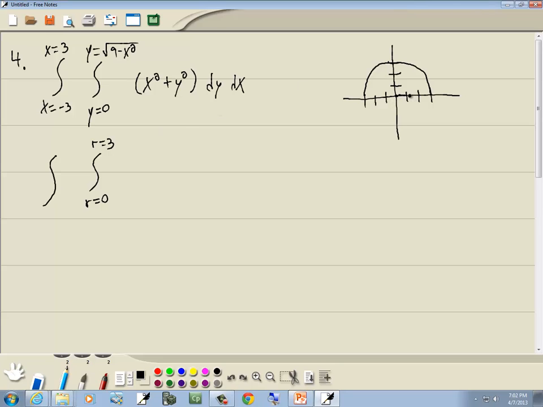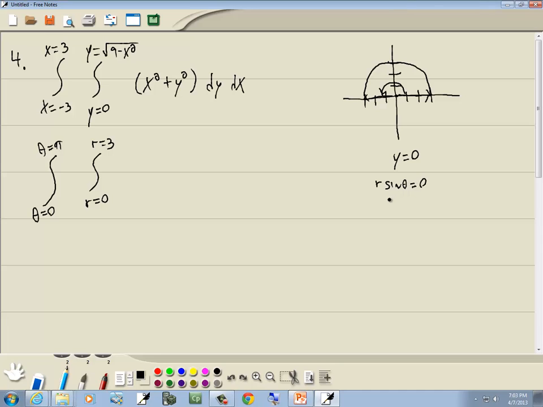Angle-wise, if I started with this angle right here, this is theta is equal to 0. And then if I were to go over to this angle right here, that angle would be pi. So we got theta is equal to pi. So a lot of times you can look at these and kind of see how they go. If we looked at the y equals 0 here, well, we know y is r sine theta, so you have r sine theta is equal to 0.